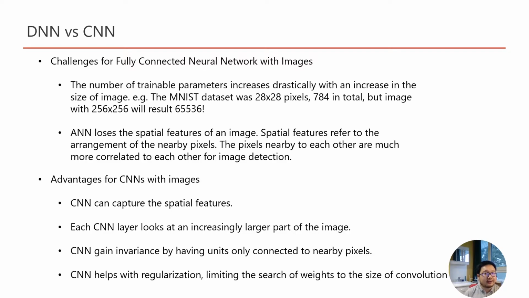CNN has the following advantages for dealing with images. First, it can capture the spatial features. Each layer will look at an increasingly larger part of the image. CNN also gains invariance by having units only connect to their nearby pixels. And CNN can also help with regularization, limiting the search of the weights to the size of the convolution.